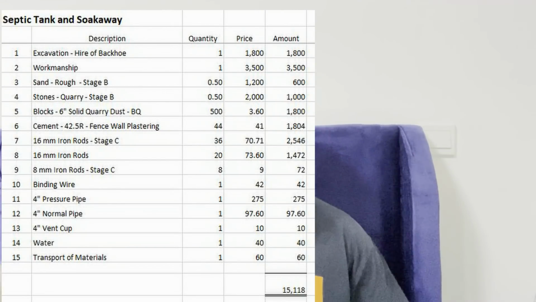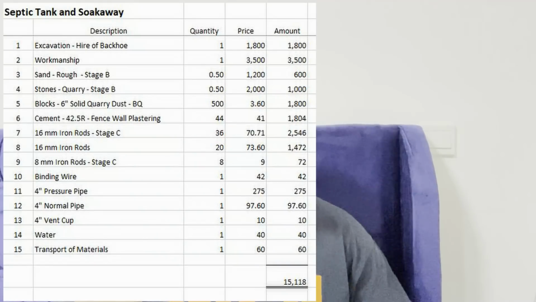Obviously, you need water for the cement and the construction. So the total cost of our septic tank, and again, I can't remember the dimensions off the top of my head, but if you want to know the exact dimensions of our septic tank, click up here, and that video gives you the exact dimensions. But the total cost was 15,118 Ghana cedis for our septic tank, materials and labor, workmanship, all in.